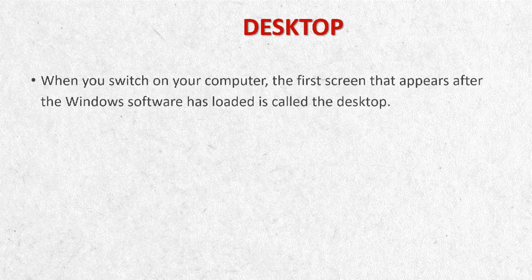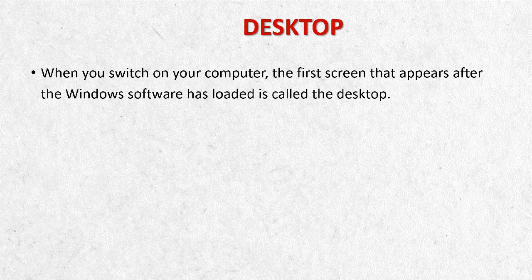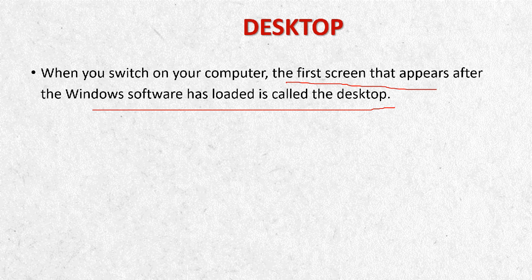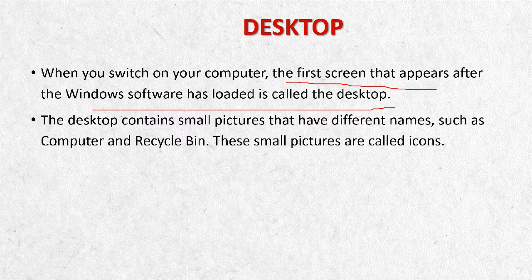First, when you open a desktop computer, you can see a colorful screen there, right? Yes. So the first screen that appears after the Windows software has loaded is called the desktop. When you open a computer, you can see the screen. That screen is called the desktop. It contains small pictures that have different names such as computer, recycle bin.